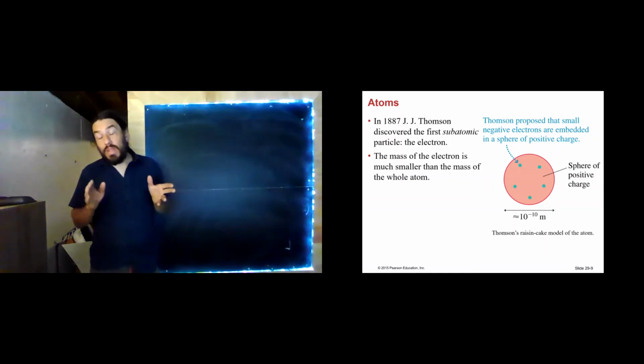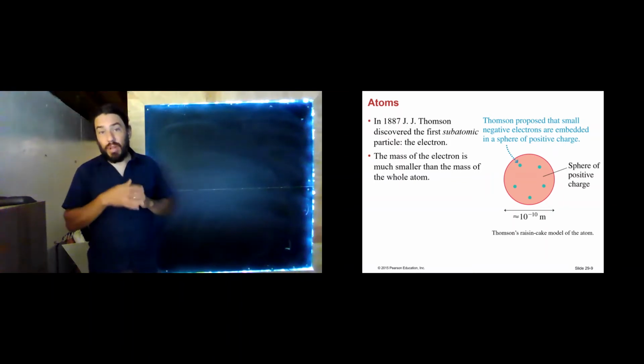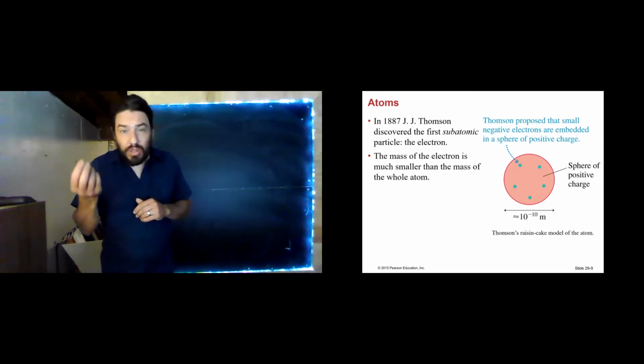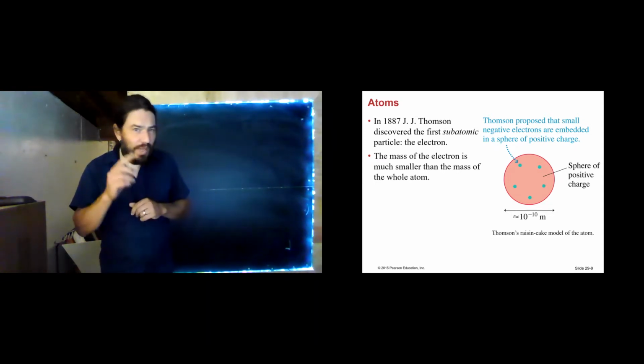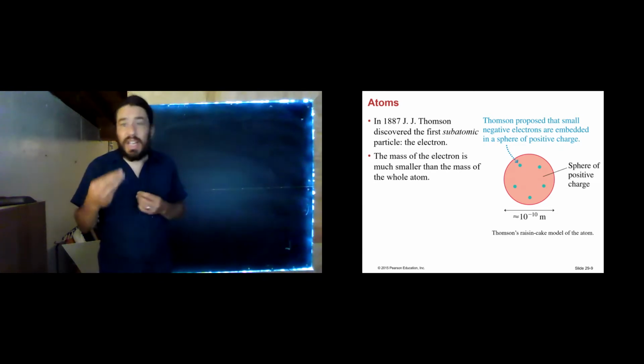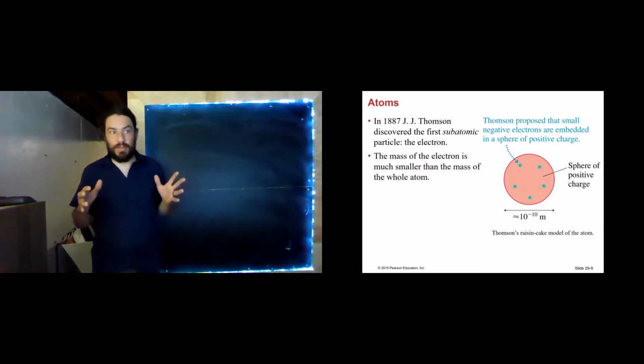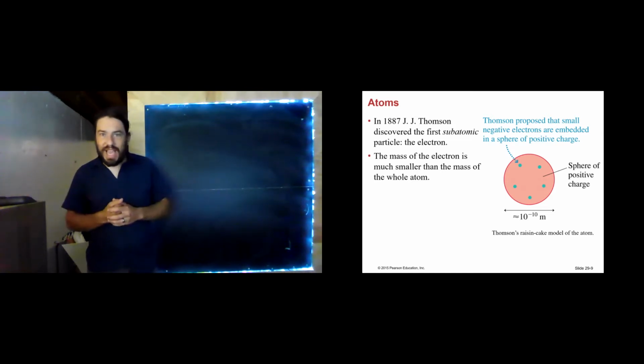In the last segment, we saw how spectroscopy and Balmer's formula gave us the beginnings of some clues about the structure of the atom. We haven't quite seen where those clues headed yet, but here's some more early evidence for the structure of the atom. In 1887, J.J. Thomson discovered the first subatomic particle, and that was the electron. And he also figured out that the mass of the electron was much smaller than the mass of an atom.